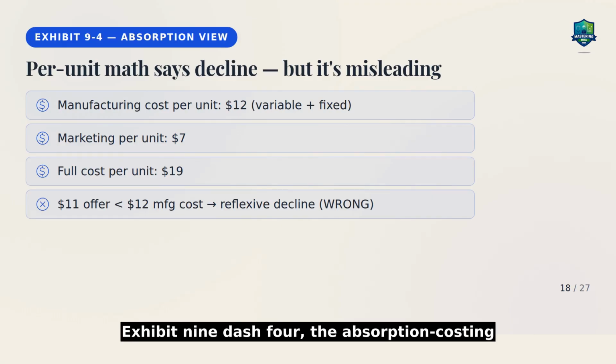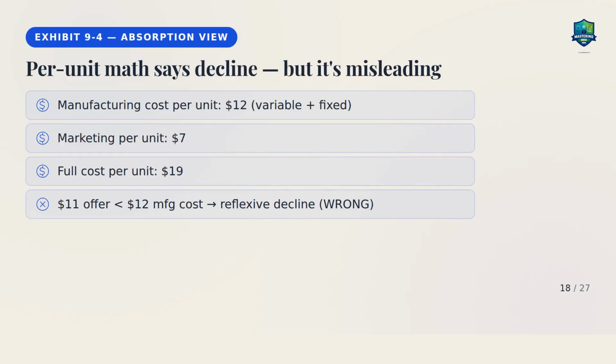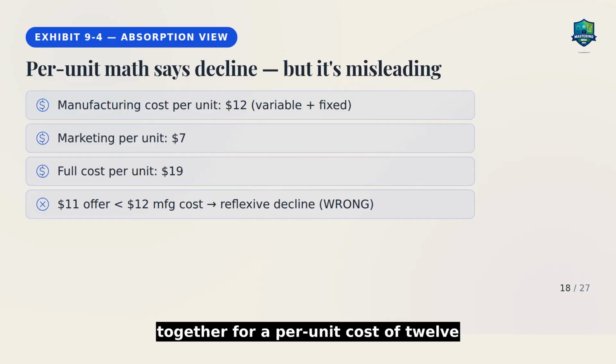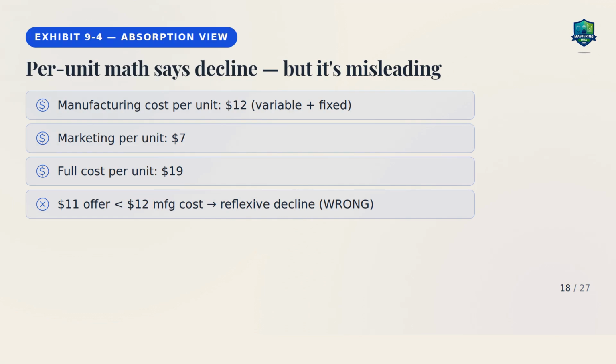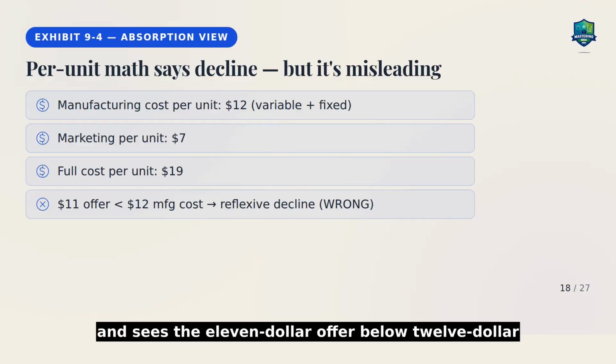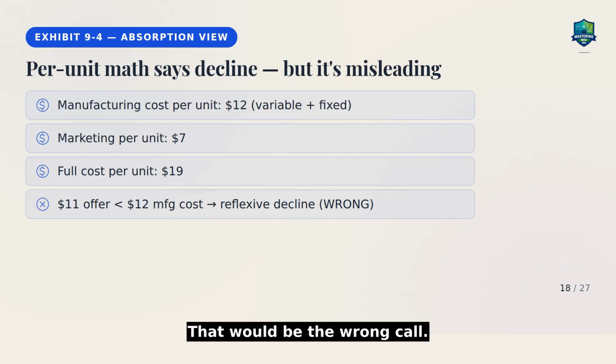Exhibit 9-4, the absorption costing view. Total manufacturing cost spreads variable and fixed together for a per unit cost of $12. Marketing per unit, $7. Full cost, $19. A manager who looks only at this and sees the $11 offer below the $12 manufacturing cost might reflexively decline. That would be the wrong call.